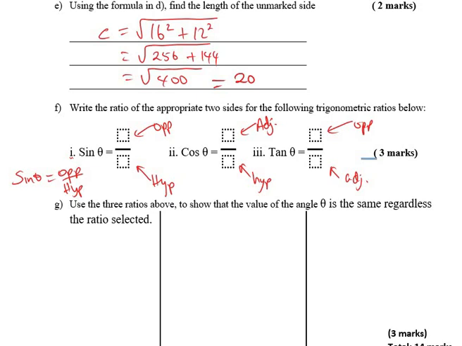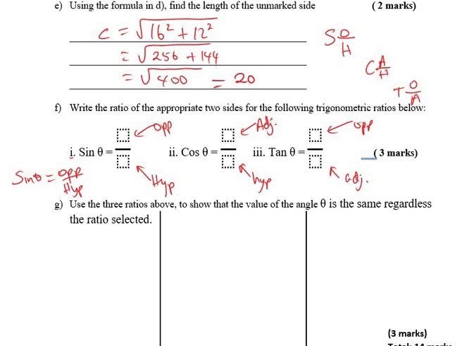Now you might be wondering, how do I remember all this? Well, it's simple. I use this. So, SOH CAH TOA. Right? Sine theta is opposite over hypotenuse. Cosine theta is adjacent over hypotenuse. And tangent theta is opposite over adjacent.